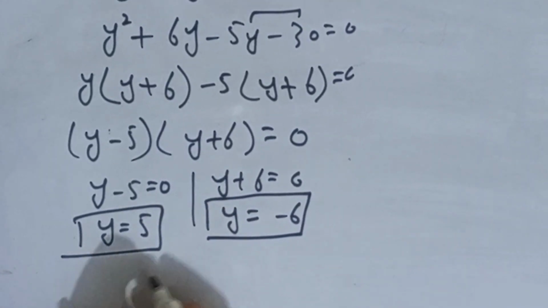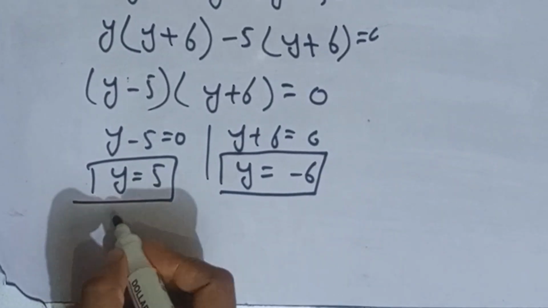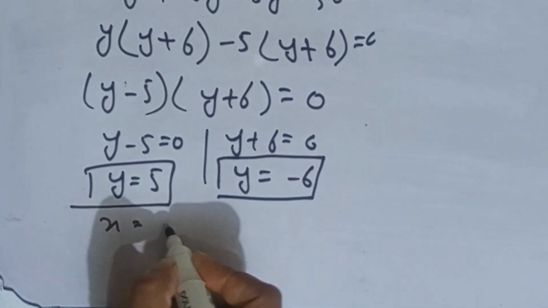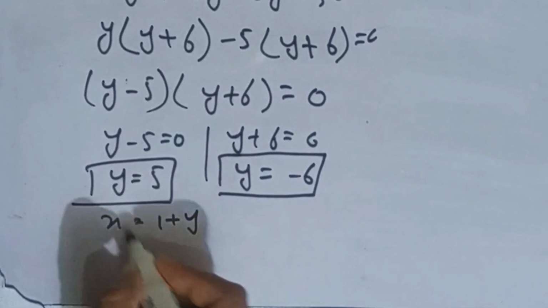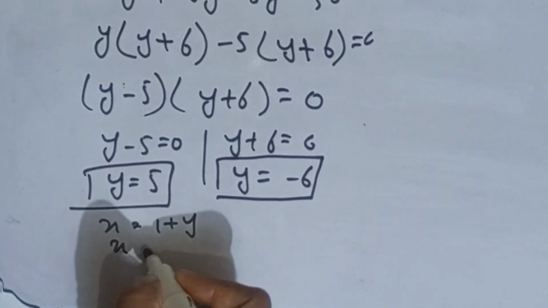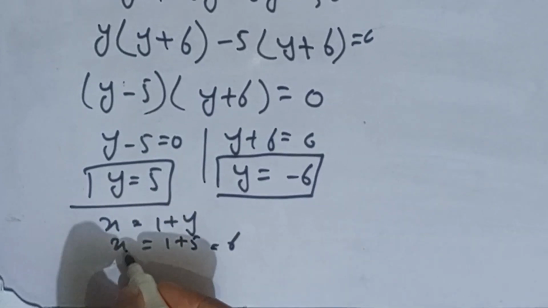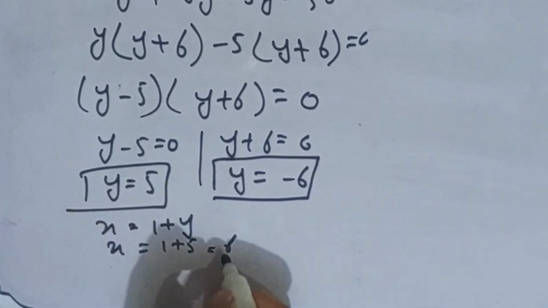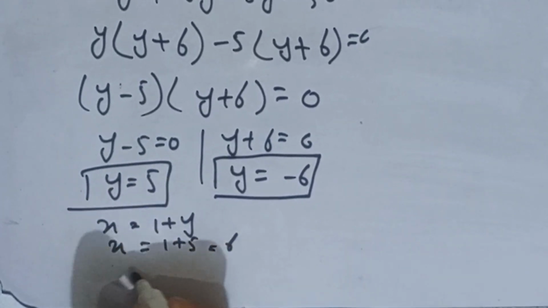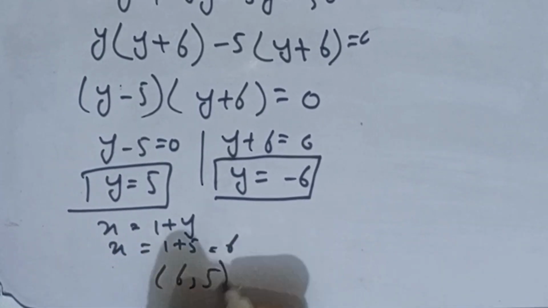Now in the next step we find the value of x. We use equation number 3, which is x equals 1 plus y. Now if y is 5, then x is 1 plus 5, which is equal to 6. If y is 5, then x is 6. We write this in ordered pair as (6, 5).